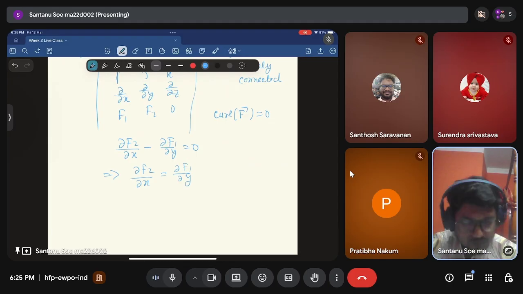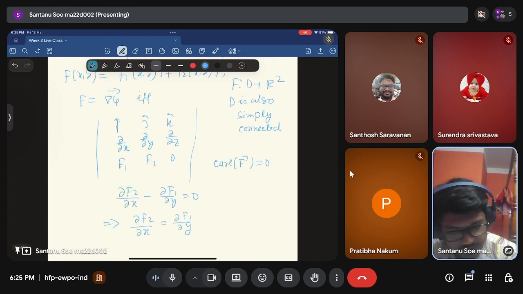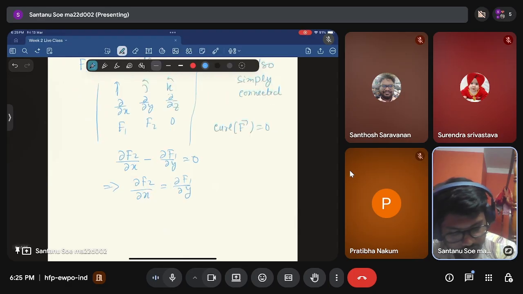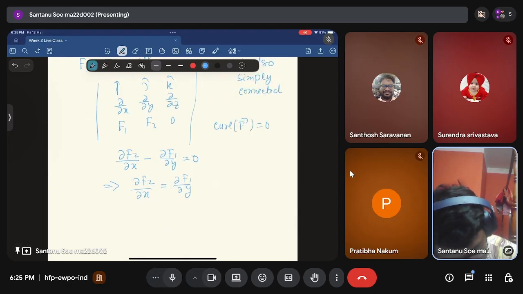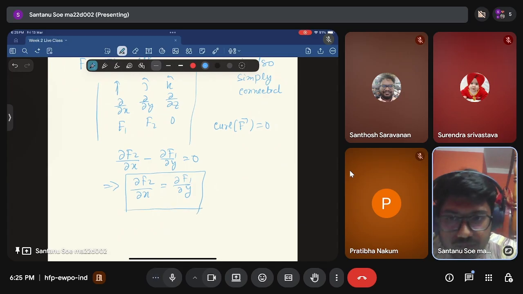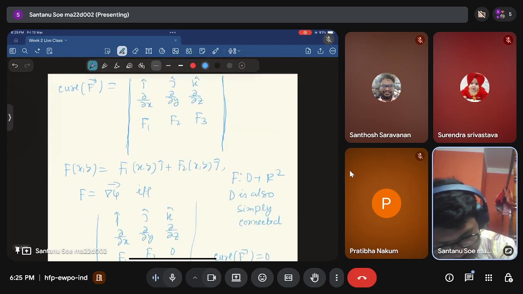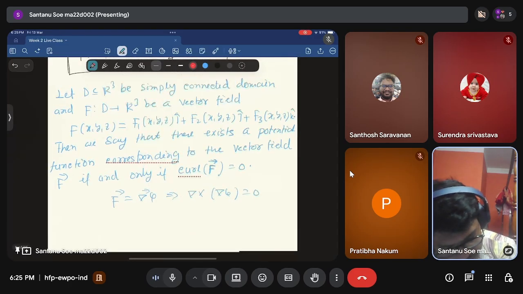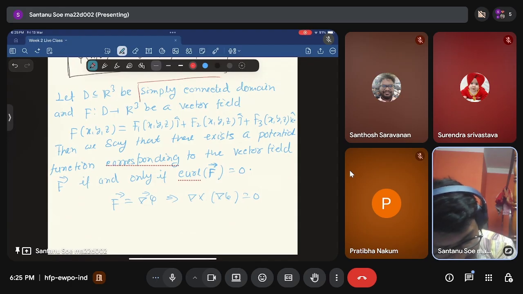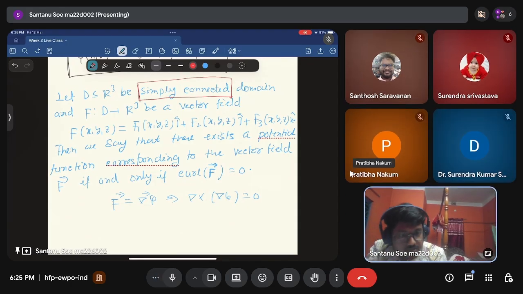So if f is a function from D subset of R2 to R2, then f has a potential function, or f can be written as gradient of phi, if and only if del f2 by del x equals del f1 by del y. Okay, so we're going to see some examples right now, and then we'll verify whether this condition holds for this type of function. Now one thing I want to mention here is that the domain should be simply connected. Okay, this is very important. If this domain is not simply connected, then this theorem may not hold.